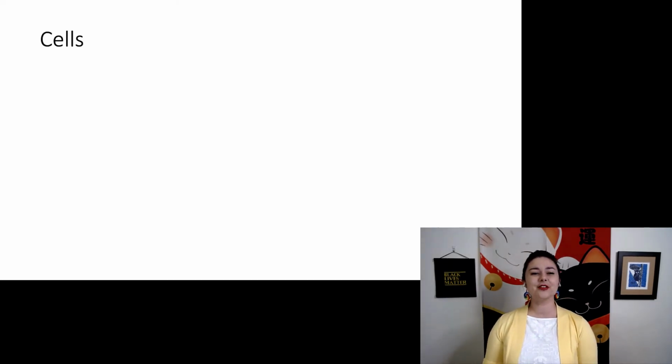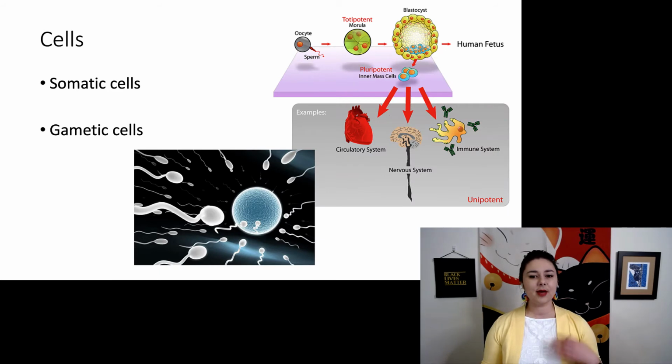When we're talking about cells, there are a couple different types. We have somatic cells and gametic cells. Somatic cells are most of what's going on in our body. Our skin cells, our bone cells, our blood cells, anything that creates a part of our body that's not going to be our offspring. Our gametic cells are our sperm and egg, so relatively little about our body.